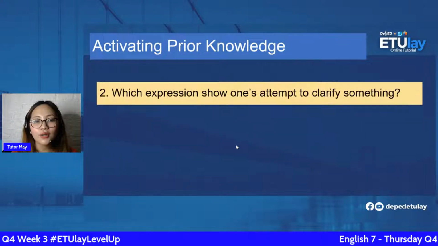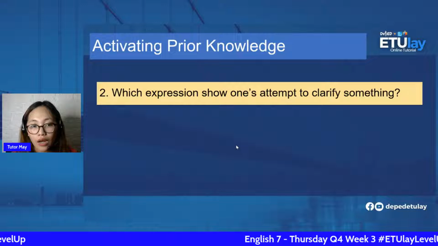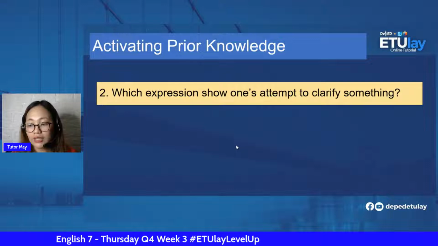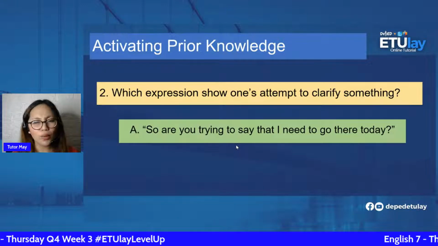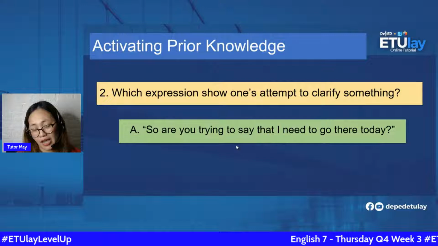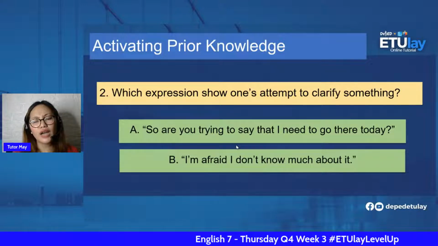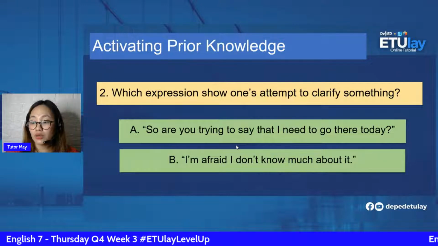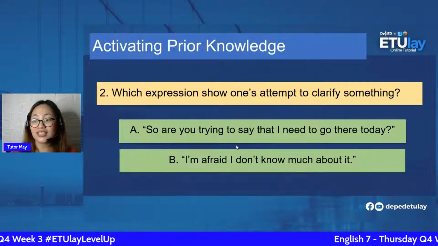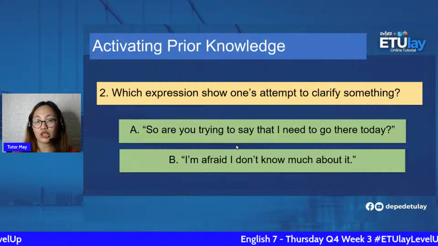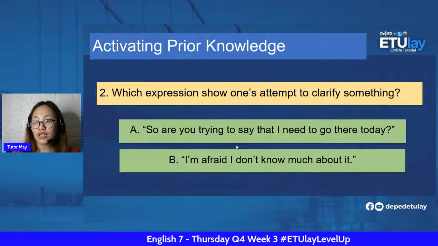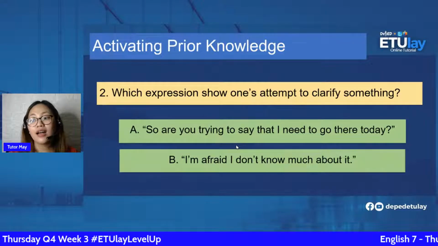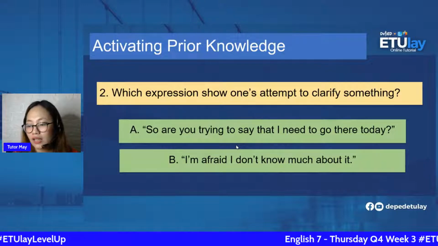Okay, next, number 2, which expression shows one's attempt to clarify something? Here is clarifying. Let's have letter A: so are you trying to say that I need to go there today? Or B, I'm afraid I don't know much about it. Okay, so we are now on number 2, and I will be waiting which of these expressions shows one attempt to clarify something. And congratulations, everyone! Most of you answered correctly. That's a nice show of your understanding of the previous lesson.